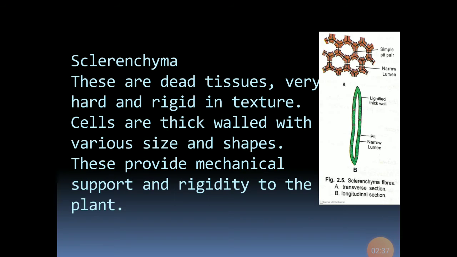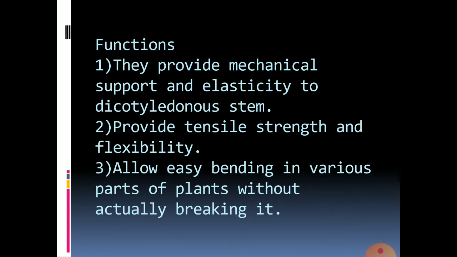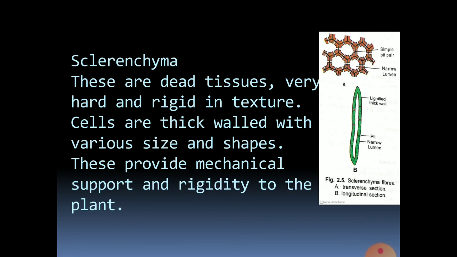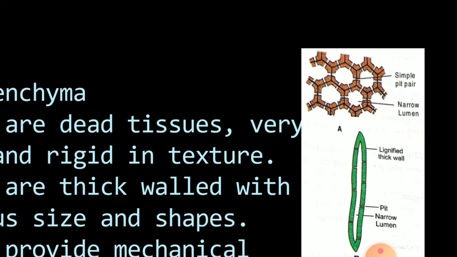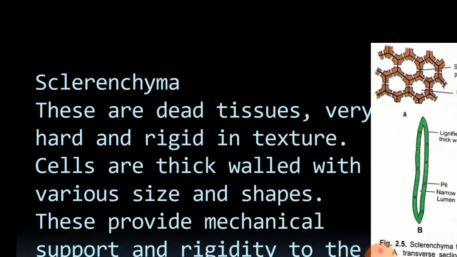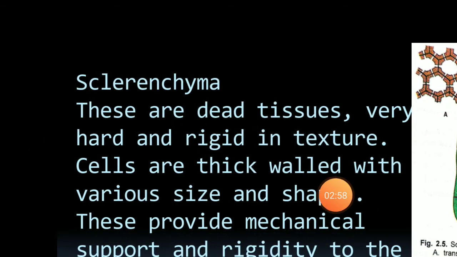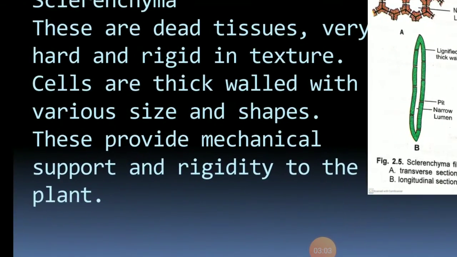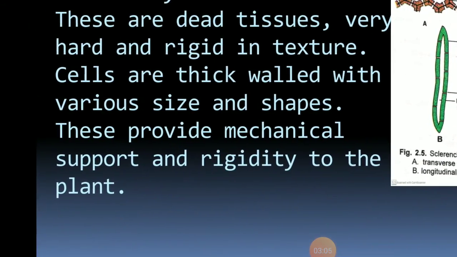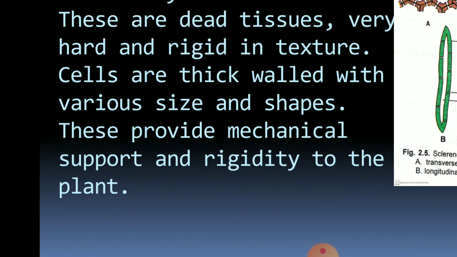Next is sclerenchyma. These are dead tissue. As you have seen in collenchyma and parenchyma, if you have observed the structure, in this diagram you can see this is a blank space. Here no cytoplasm is marked. Okay, so these are non-living, or we can say the dead tissue, very hard and rigid in texture. Cells are thick walled with various sizes and shapes. They provide mechanical support and rigidity to the plant.